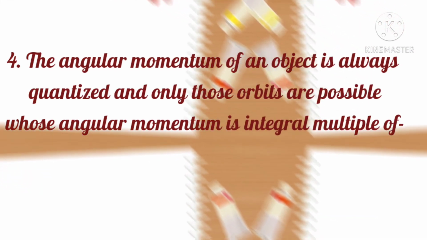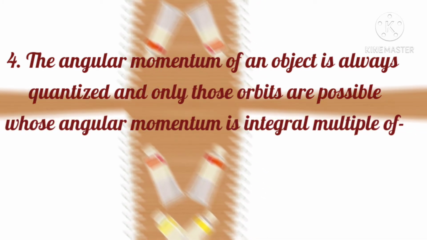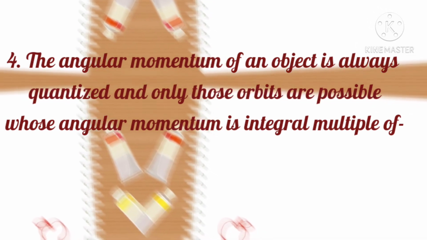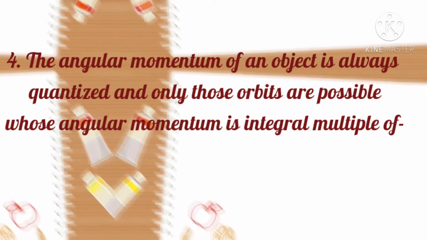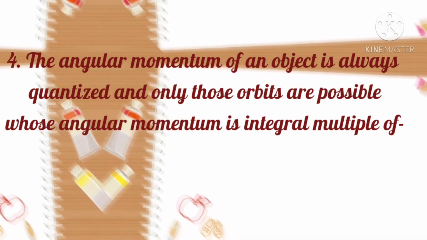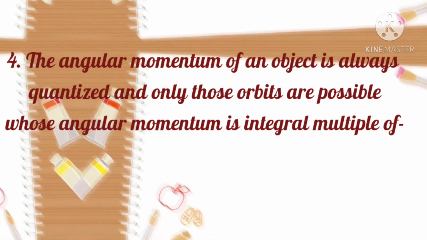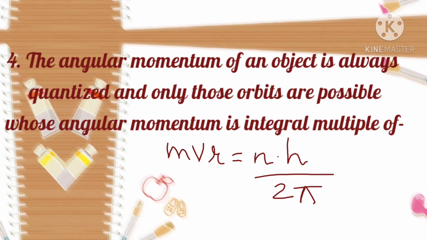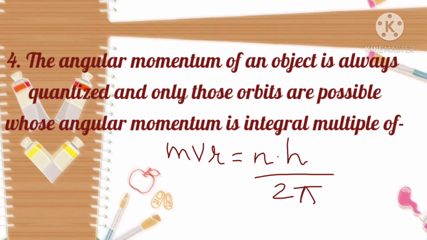Understood? Now the fourth postulate is the angular momentum of an object is always quantized. Quantization हमने पहले पढ़ा है. And only those orbits are possible whose angular momentum, ठीक है, इससे पहले हम एंगुलर मोमेंटम की बात करें. लीनियर मोमेंटम आपको पता है क्या होता है? mv. ठीक है, तो एंगुलर मोमेंटम क्या होता है? mvr. ठीक है, तो यहाँ पे क्या है? Whose angular momentum is integral multiple of, mvr is equal to nh upon 2 pi. ठीक है, इसको बोलते हैं क्वांटाइजेशन ऑफ एंगुलर मोमेंटम, where n is integer 1, 2, 3.